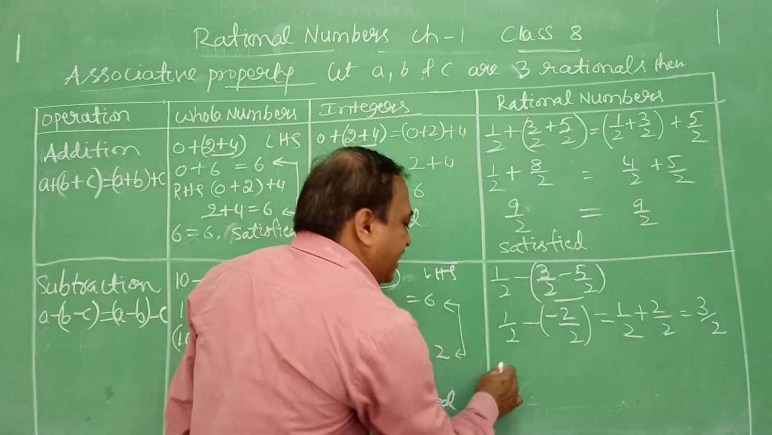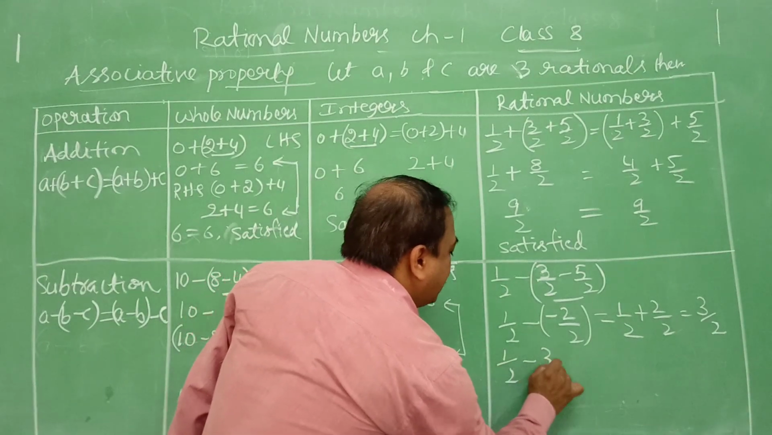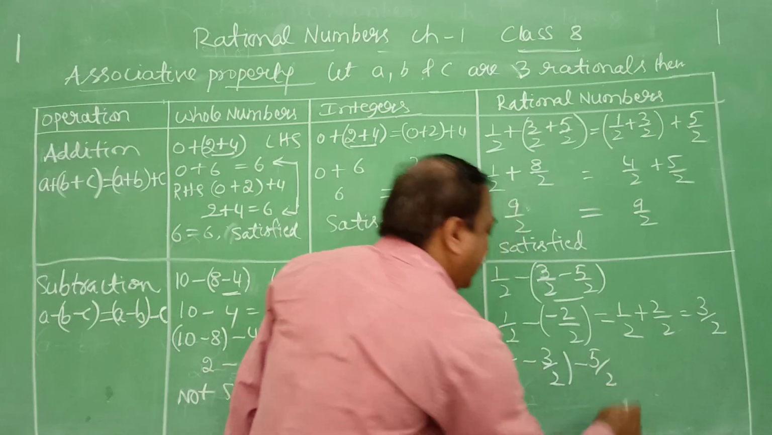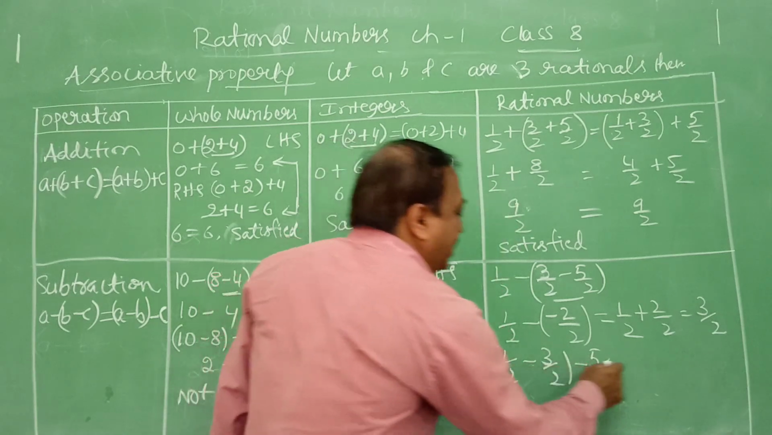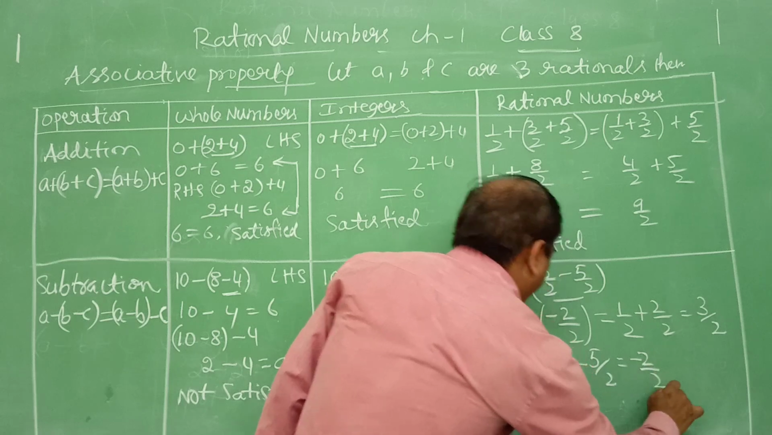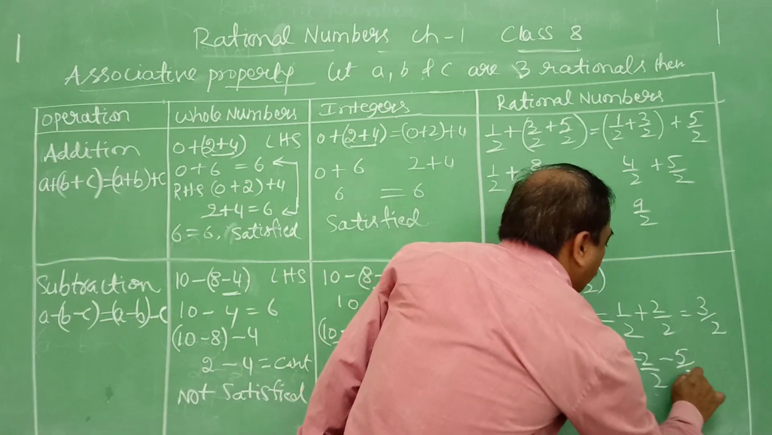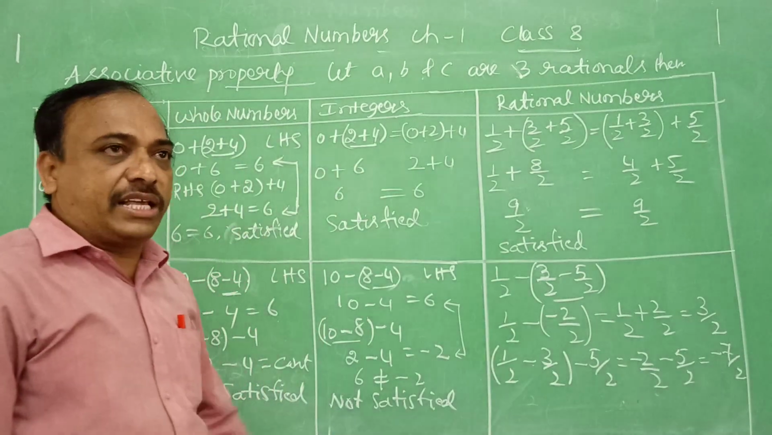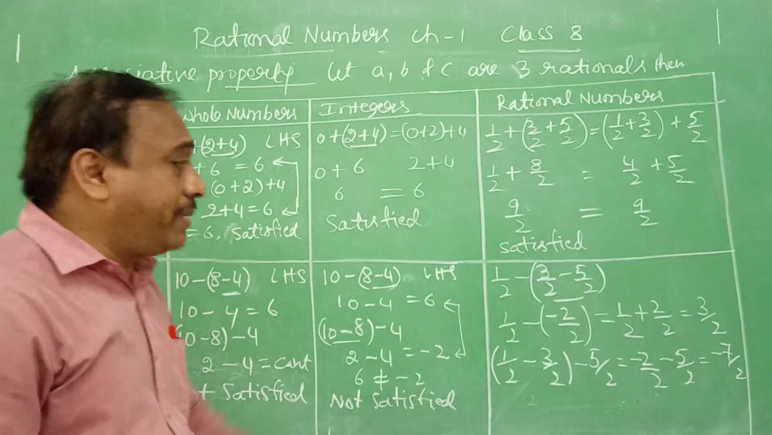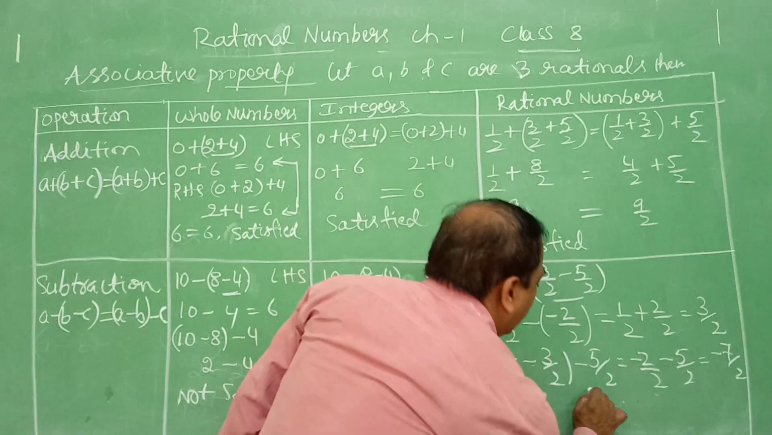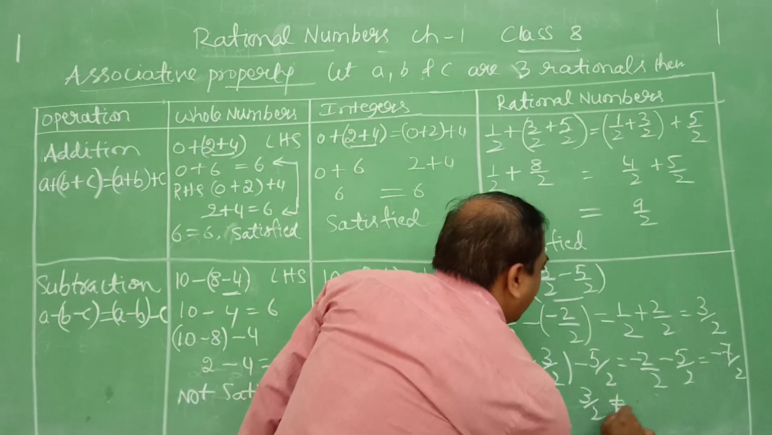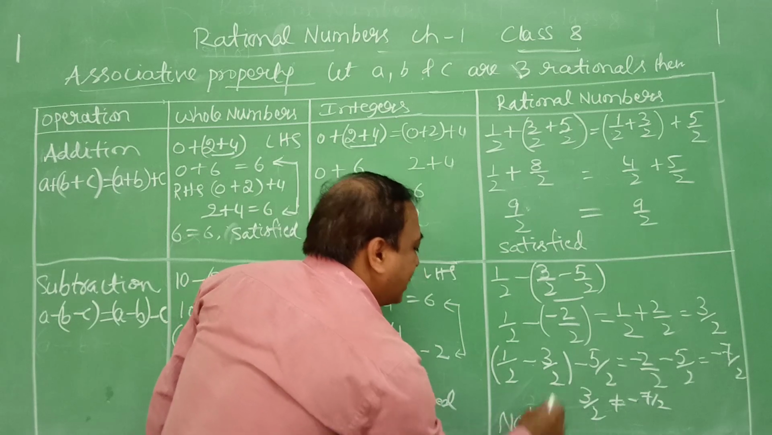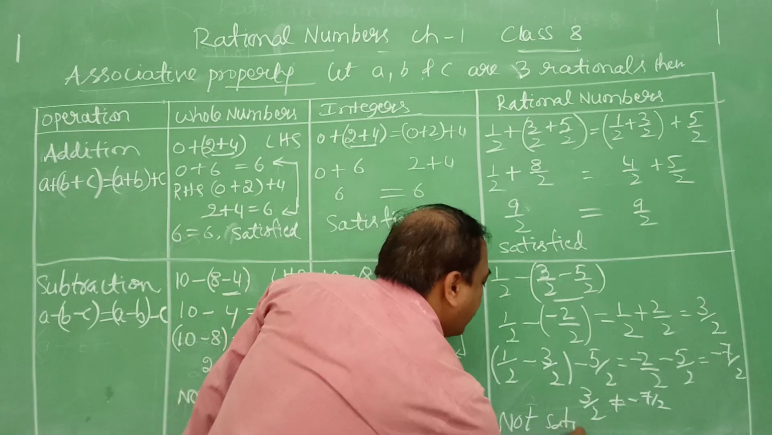Similarly, we change the bracket here. 1 by 2 minus 3 by 2 minus of 5 by 2. So 1 minus 3 by 2 will give you minus 2 by 2 minus 5 by 2. Together you get minus 7 by 2. But 3 by 2 is not equal to minus 7 by 2. Therefore, the property does not satisfy.